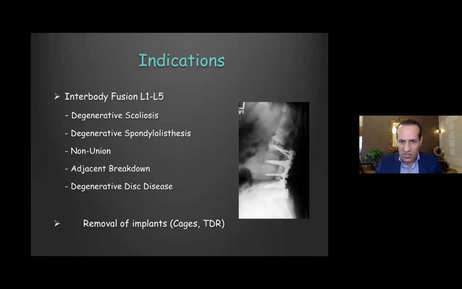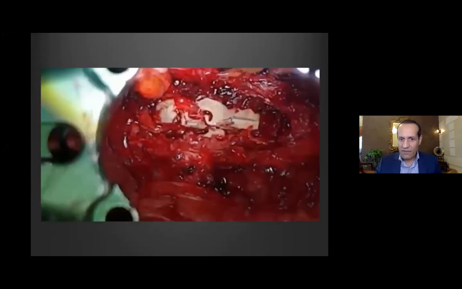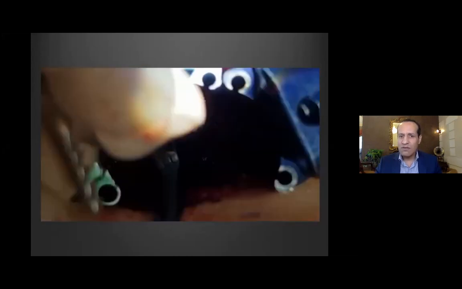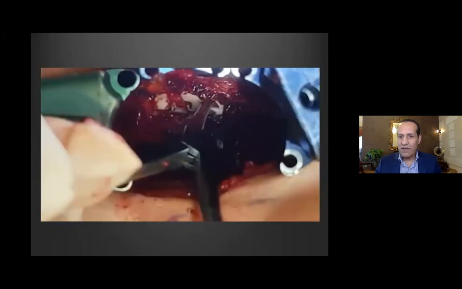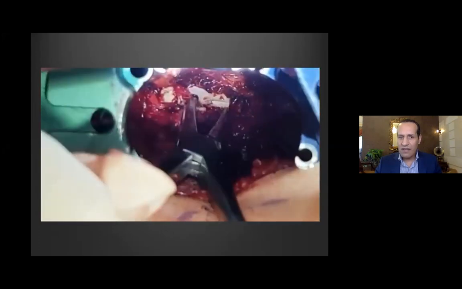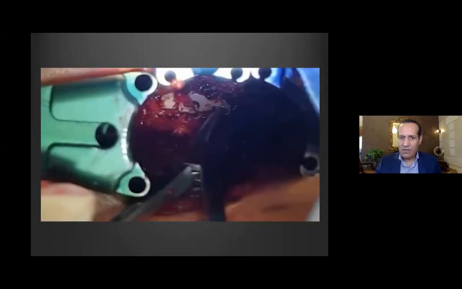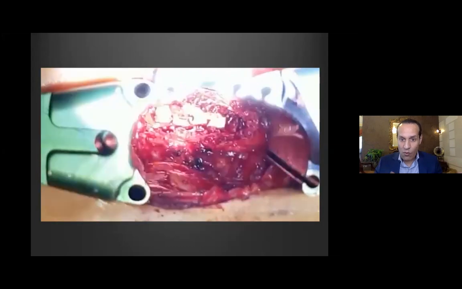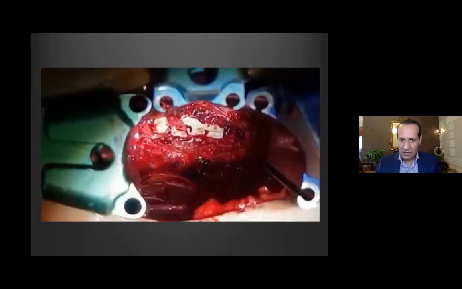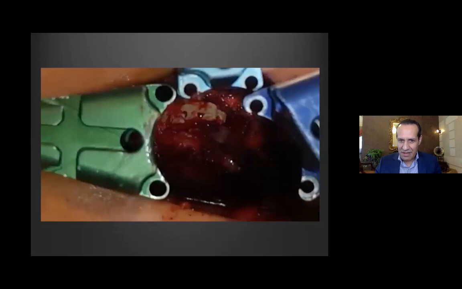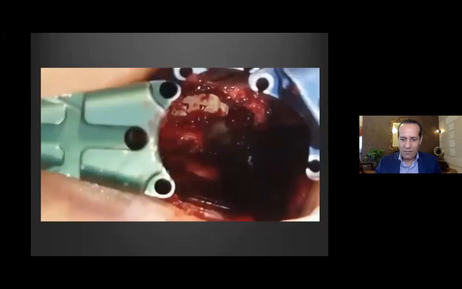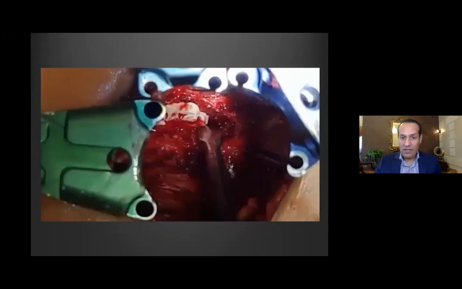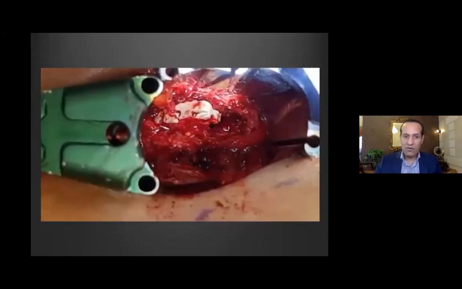Look, this is a revision case in OLIF, and I see that this is pseudoarthrosis, and I can take all the cage from the space and take it out because it's pseudoarthrosis. That we can do, because you can open your cage widely, and this is definitely L5-S1. You take out the cage, then you put in another cage, and you prepare without going anterior. And this is the cage inside.